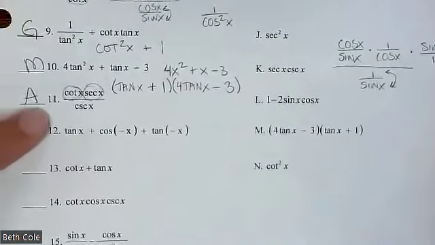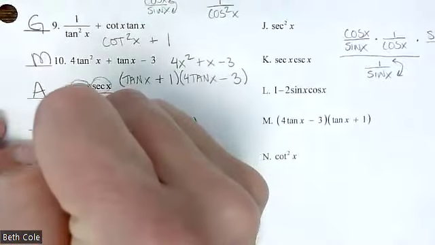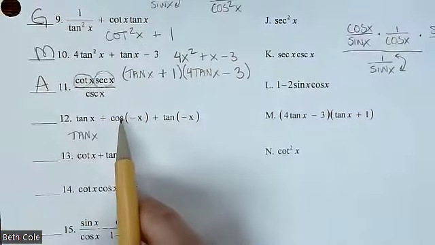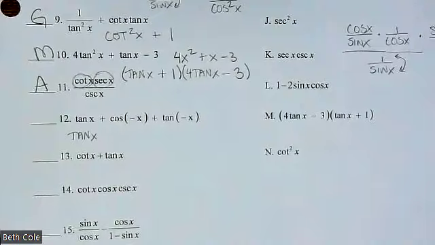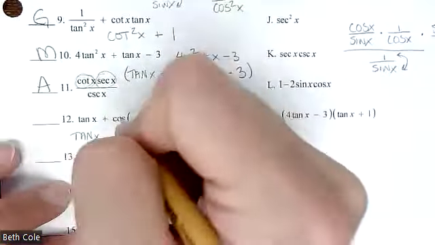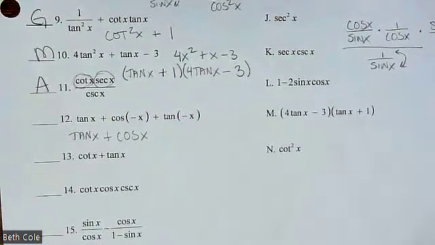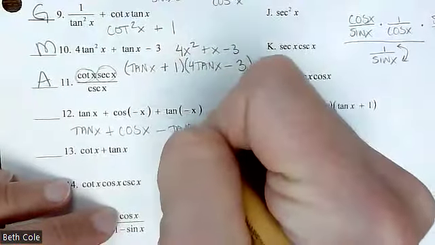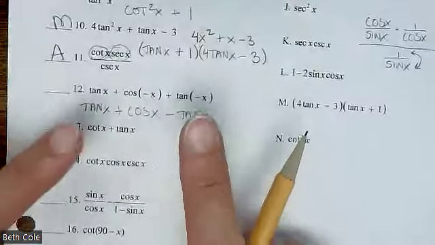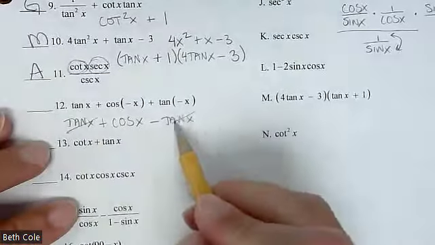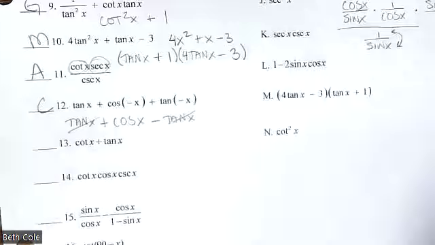All right, here we've got some of the negative ones. Well, this is just tangent x. I'm just going to keep that. Cosine, is that even or odd? Cosine's even, it turns positive. So it'll just be plus cosine x. And then good, this one's minus tangent of x. So what happens there? Yeah, tangents cancel, you just get cosine, which is C.